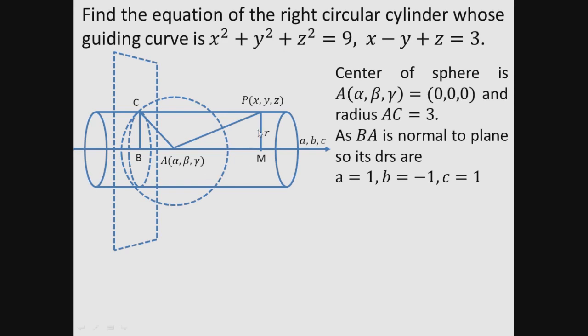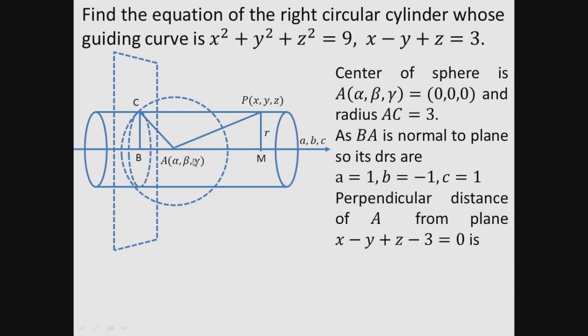Now we have to find R. So for finding that we consider this right angle triangle. Okay, for that we need to know the distance AB. AC is nothing but the radius. We need AB, and AB is nothing but the perpendicular distance of A from the plane. And already we know the formula for the perpendicular distance of a point from a plane. So make use of that.